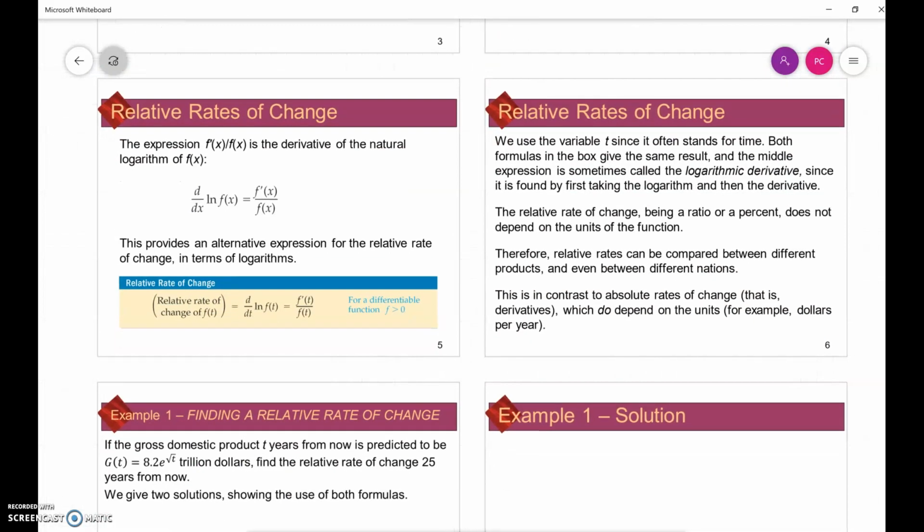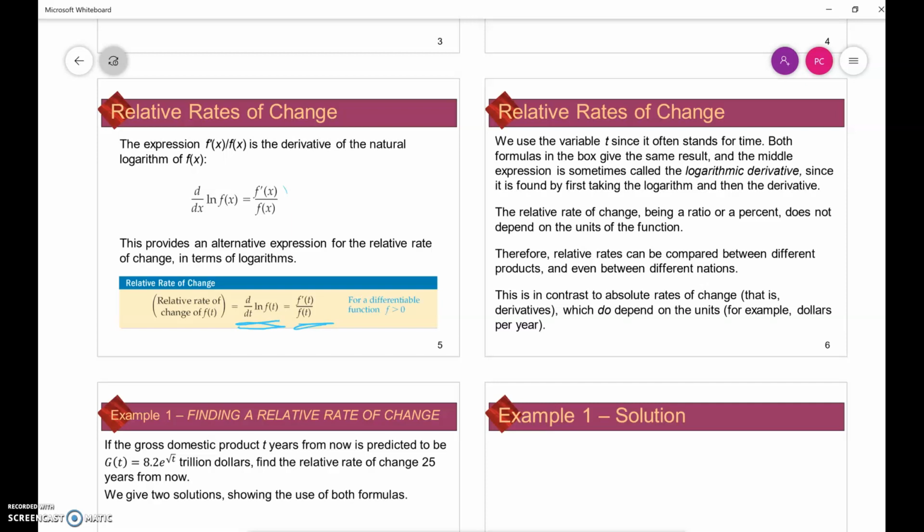All right, so the expression f prime of x divided by f of x is the derivative of the natural logarithm of f of x. Recall that from the last section: the derivative of ln of f of x is f prime over f of x. So this provides us with an alternative expression for the relative rate of change in terms of logarithm. So the relative rate of change of f of t is either the derivative of the logarithm of the function or f prime over f of t.